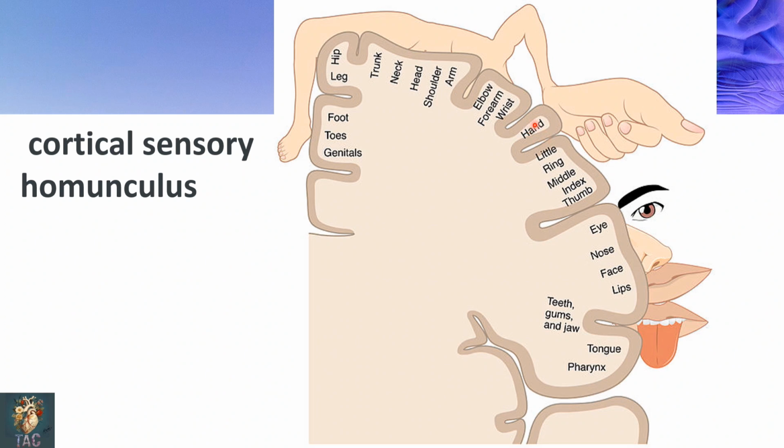So this is the hand, then the little finger, the ring finger, the middle finger, the index finger, and then the thumb. Then a large part presented by the eye, then the nose, face, lips, tongue, gum and jaws, and then the teeth, gums and jaws, and a larger area for the tongue, and this is the pharynx. So this is the cortical sensory homunculus, and here you can again see the somatotopy is maintained. The fibers from the lower area are present most medially, and then there is progressive somatotopic arrangement of these fibers forming the cortical sensory homunculus.